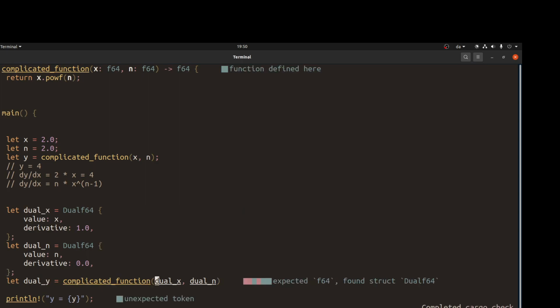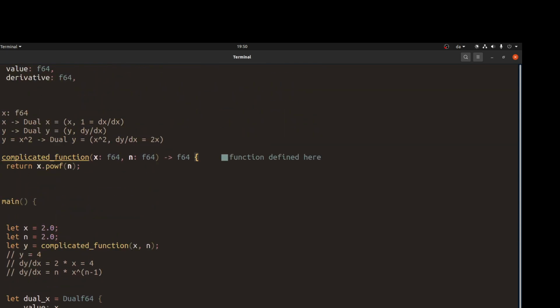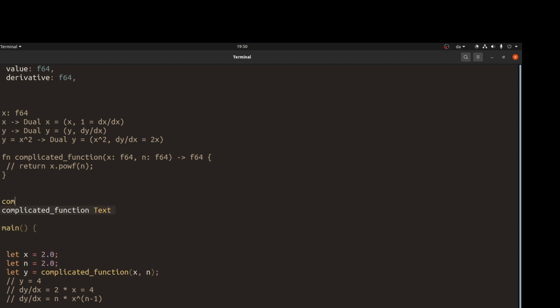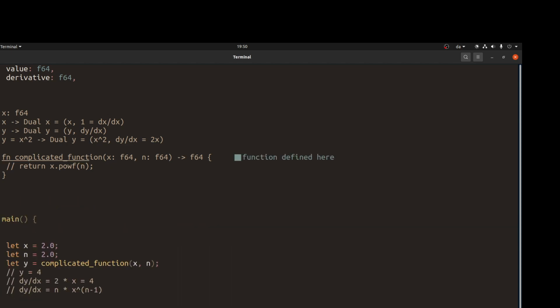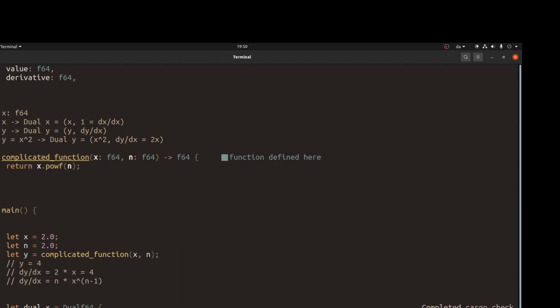So here's the problem. This function doesn't work with dual numbers. It only works with regular numbers. And as far as I know, maybe we can try to get Copilot to help us. Yeah, so we can just implement it for dual numbers or for regular numbers.